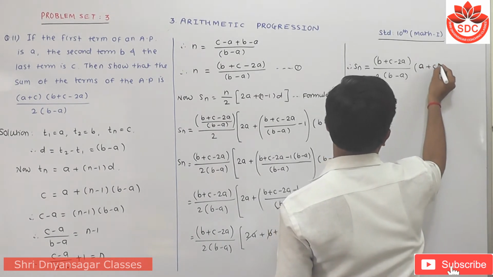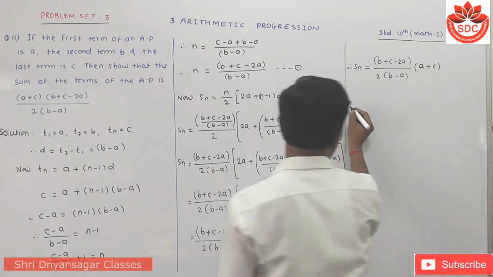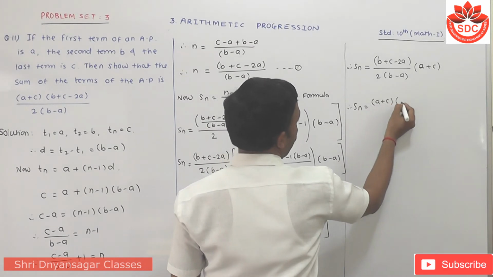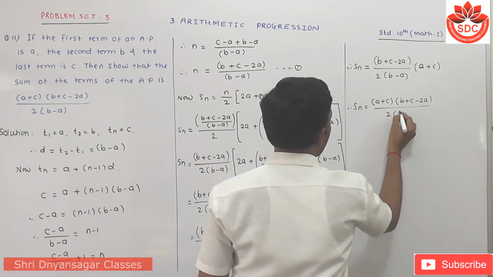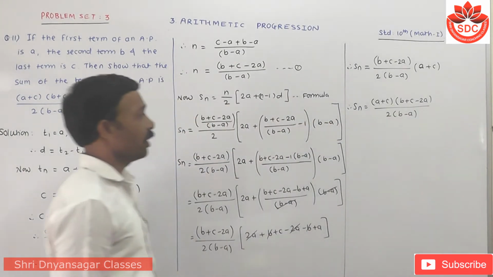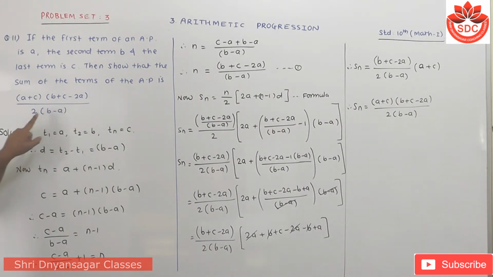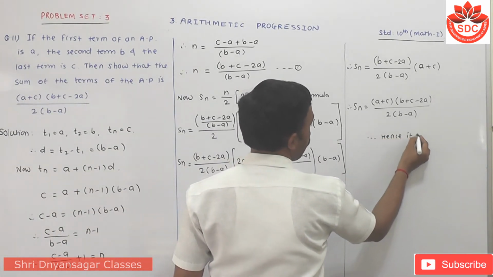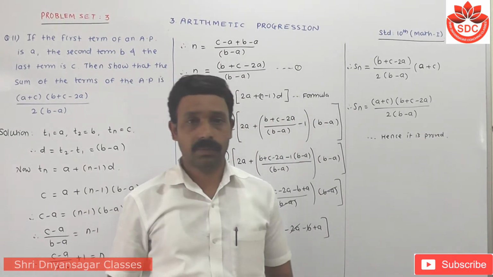A plus c. Now student, then I have to write this bracket as the first one is, therefore Sn is equal to a plus c in bracket b plus c minus twice a upon twice in bracket b minus a. Look carefully, this is the same: a plus c in bracket b plus c minus twice a upon twice in bracket b minus a. So here we write, hence it is proved. Can you understand this?